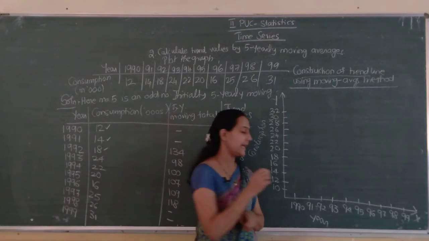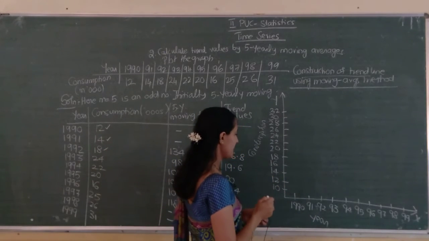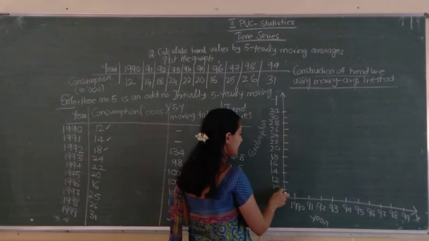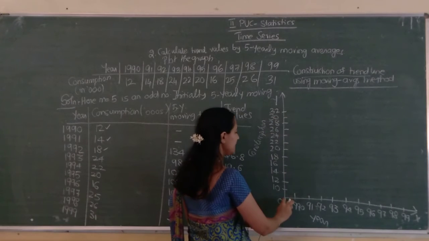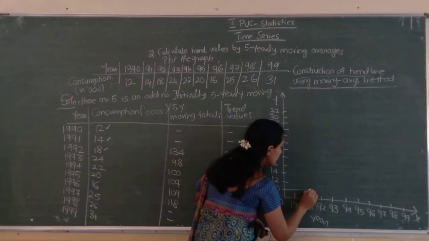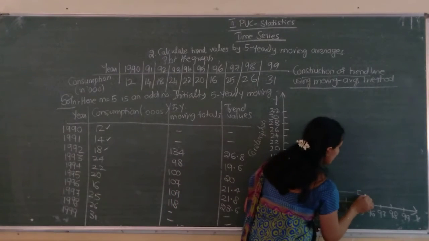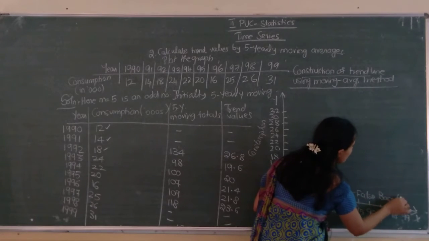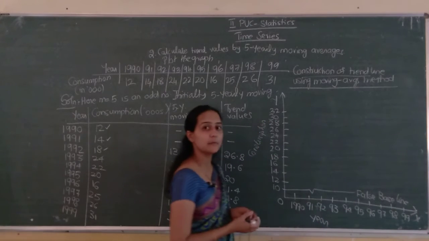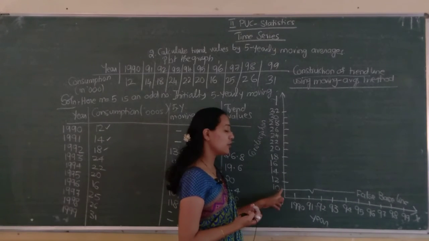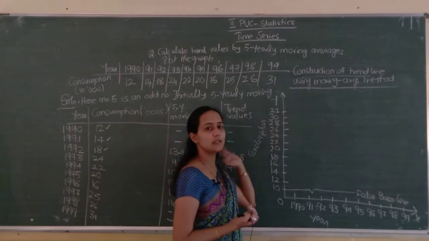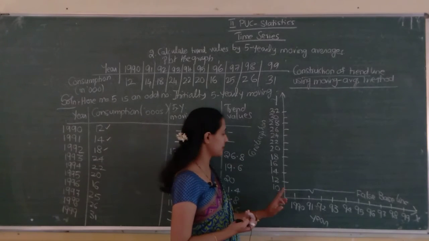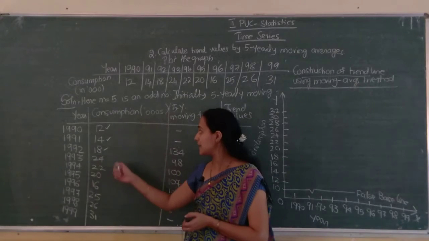For 1990, 12. See here it is actually origin 0. 0 to 10, next 12, each 2. Here 0 to 10, so I have to draw a false baseline here. False baseline. Okay, it is false baseline. So here 0 to 10. After that 2 gap. Here only 0 to 10 gap. Okay. So next do this one.